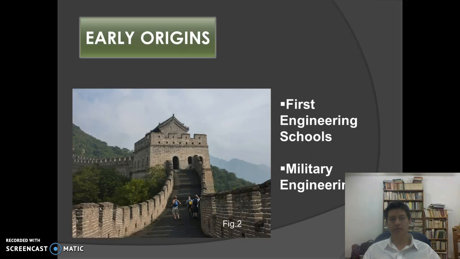Early origins. The Great Wall, pyramids, and other structures are examples of achievements and practices of engineering, but it was not until the 18th century that the first schools appeared in France. Due to the constant need for buildings, roads, and bridges, the principles of engineering began to be given more commonly in the military academies.